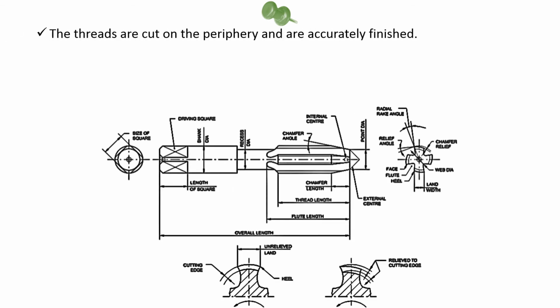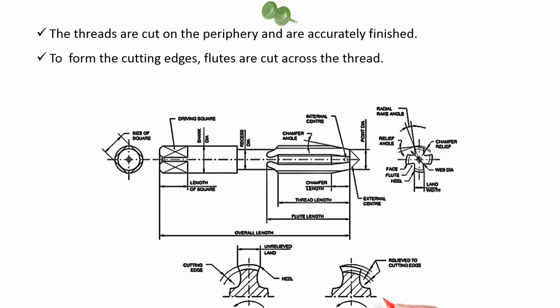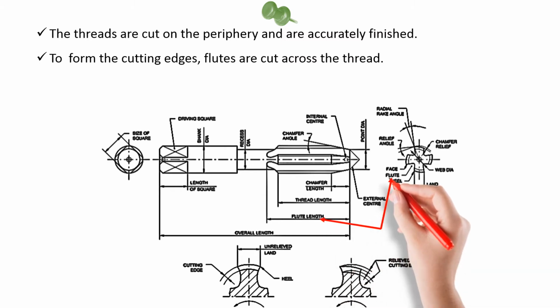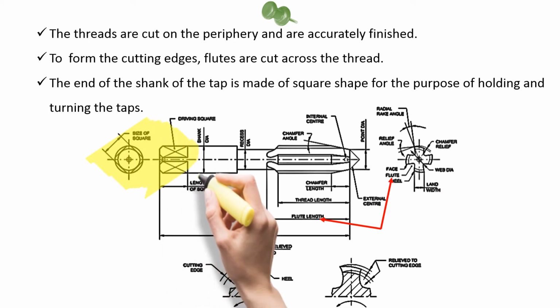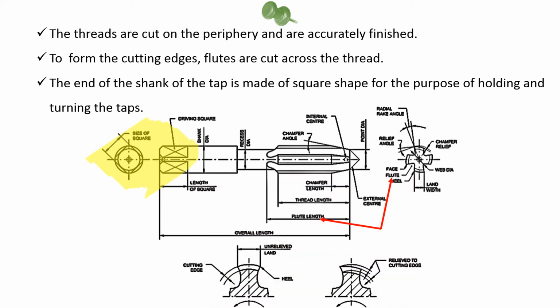The threads are cut on the periphery and are accurately finished. To form the cutting edges, flutes are cut across the thread. The end of the shank of the tap is made of square shape, for the purpose of holding and turning the taps.